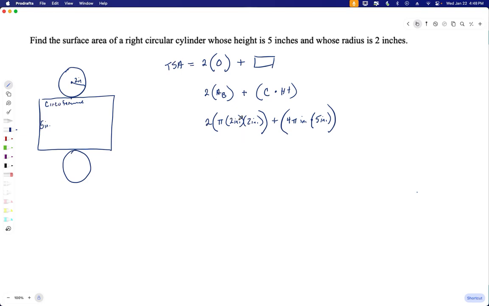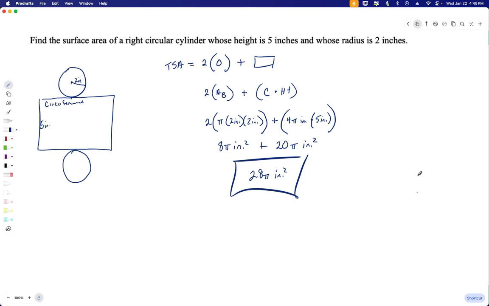So there's our values. 2 times 2 is 4. 2 times 2 times 2 is 8. So 8 pi inches squared plus 4 times 5, that's 20 pi inches squared. So 28 pi inches squared is your solution.